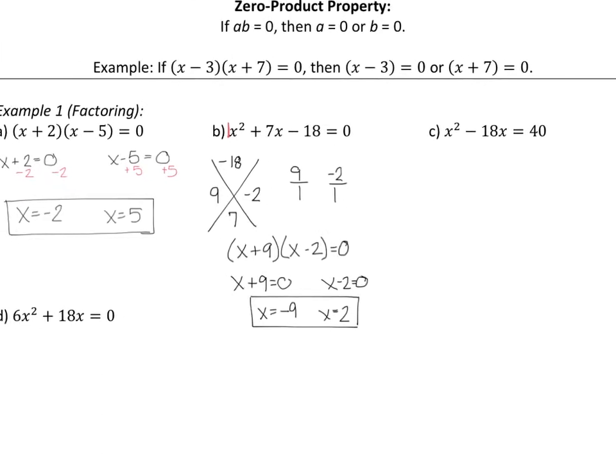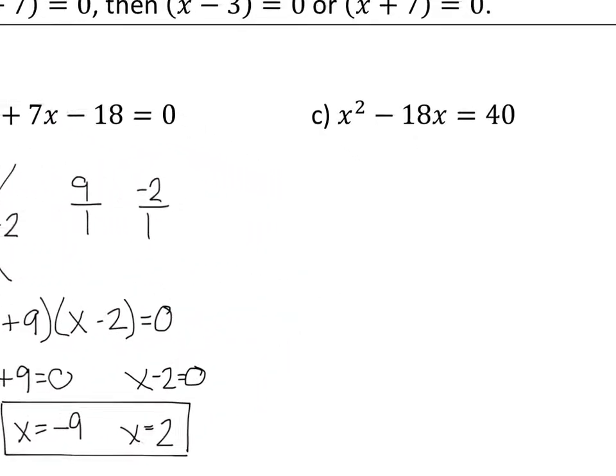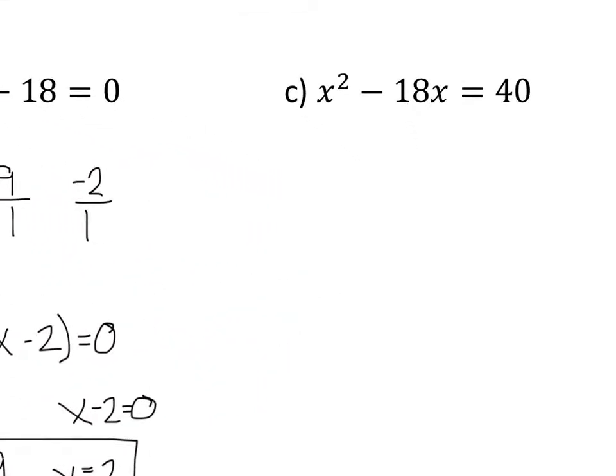The next one, is it ready to be factored? No, because we're not in standard form. We got to get to standard form. So what should I move? That 40 needs to move to the other side. So we get x squared minus 18x minus 40 equals 0.